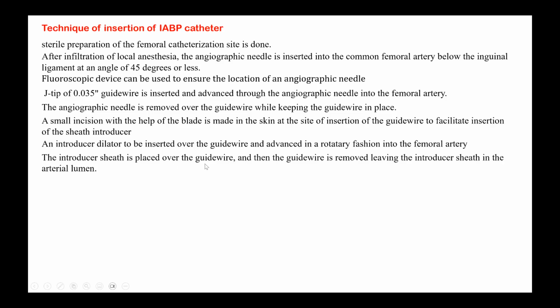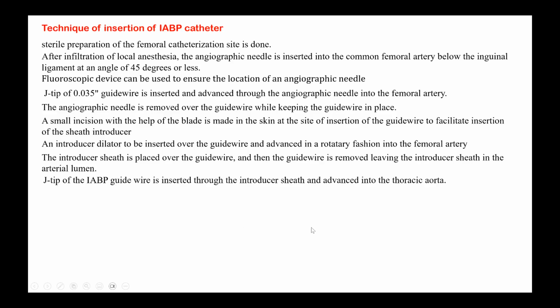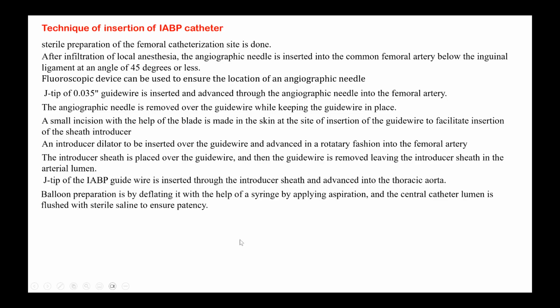And once the introducer sheath is placed, the guide wire is removed, leaving the introducer sheath in the arterial lumen. So up to this is something similar to the central vein placement. But after that, what you do is you insert a J-tip IABP guide wire through this dilator. So the second guide wire is used to thread the IABP catheter, and this guide wire is advanced up to the thoracic aorta. And the balloon preparation is done by deflating it with the help of a syringe and applying aspiration. And the central catheter lumen is flushed with sterile saline to ensure patency.